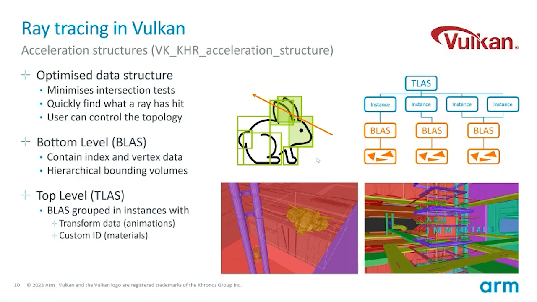So once we have an acceleration structure, then we need a mechanism to trace the rays and get the information that we need. And as we just saw, we have 2 options in Vulkan, the ray tracing pipeline and the ray queries.